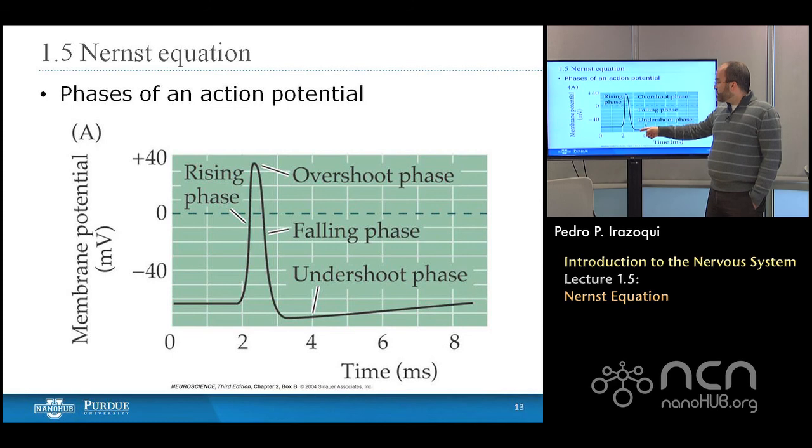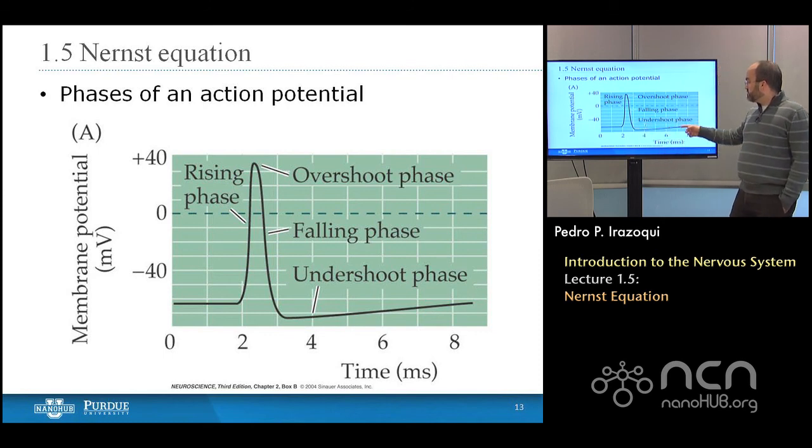And then we have an undershoot, which we'll also talk about later on in week 4 of this course when we talk about Hodgkin-Huxley. You have this undershoot, and then you have this gradual restoration of the potassium resting membrane voltage of minus 65 millivolts. So that's the Nernst equation, and that's how we use it to predict the different values within an action potential.